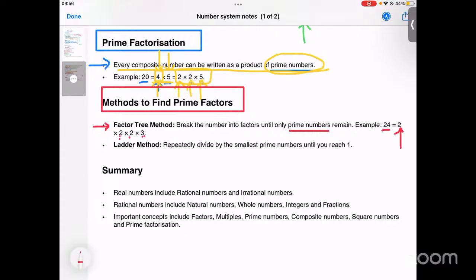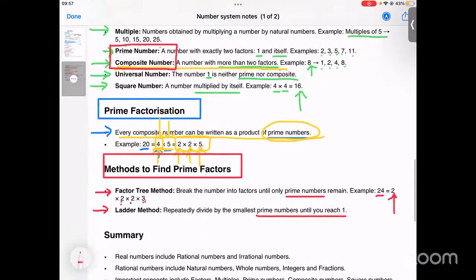Another method of finding prime factors is the ladder method, whereby you repeatedly divide by the smallest prime number until you reach 1. We will also look into these in one of the upcoming lessons so that you can be exposed to these two methods to find prime factors. In other words, it's more like breaking down a composite number until you remain with prime numbers, something of that nature.